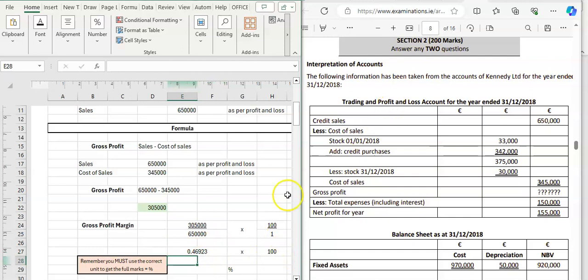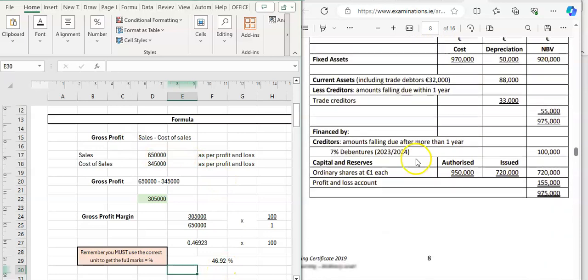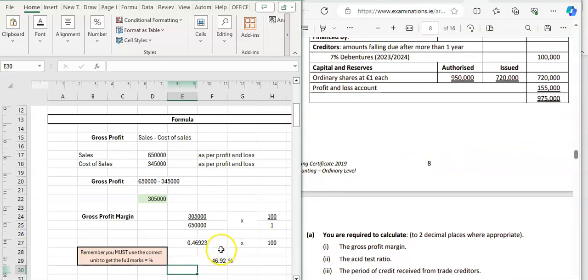So remember, we have to go to two places of decimal, so it should be 46.92. So we multiply this by 100, we get 46.92. That's because the 3 is less than 5, so we're not going to round up the 2, so we're going to keep it as it is. So that means that for every €100 of sales, €46.92 is contributed to your gross profit. And that's calculating the gross profit margin for Kennedy 2019.